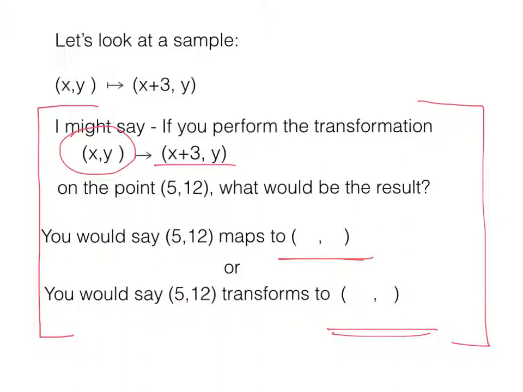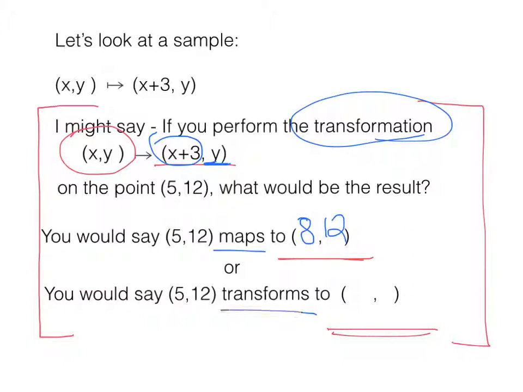This particular transformation means we're going to change it by taking the x value and adding 3. At this point, we can see that the y remains exactly the same. So if I'm going to do this rule to point (5, 12), you should have taken 5 and made it 8. And then the 12 would have stayed the same. Now, whether I say map or transforms, we still would use the same points. Make sure this is what you have in your notes. If not, change it so that you have the correct information.